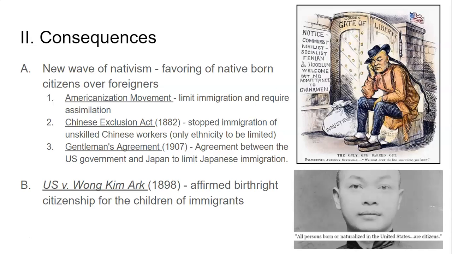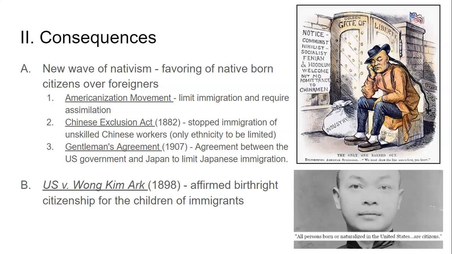But in the late 19th century, there was a huge wave of nativism because there was a large spike in immigration. And so you see some backlash against these immigrants in the form of the Americanization movement, which was a social and political movement to try to pass laws and institute social norms that would limit immigration, but also require immigrants to assimilate to American culture and values while leaving behind their cultures and values from their home country.